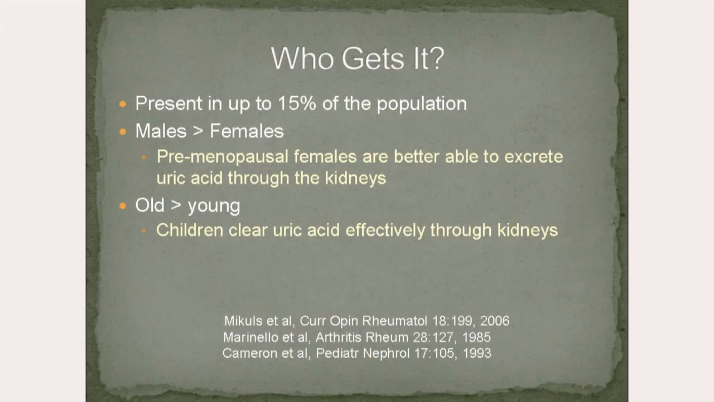So who gets gout? It's present in up to 15% of the population. Okay, it tends to be in males more than females. Especially premenopausal females very rarely get gout. Okay, it's believed that this is due to some of the estrogens and things that help keep uric acid from reaching as great a concentration in the blood, and it's more easily excreted through the kidneys. But postmenopausal women can get gout just as frequently as men because they have less of the hormones to help prevent the uric acid from building up. Definitely, it's more a condition of the old than the young. Children are very able to clear uric acid through their kidneys and therefore don't have problems with gout.